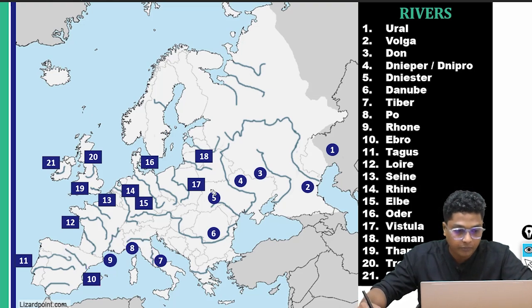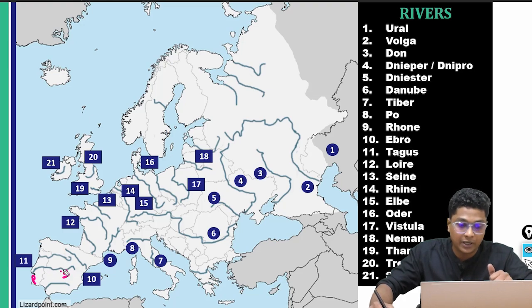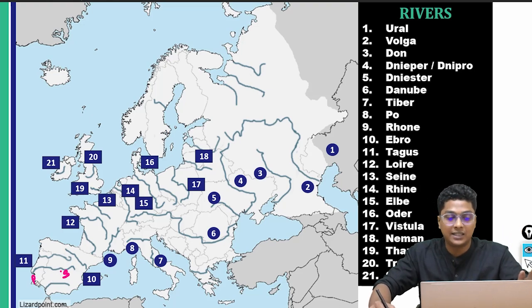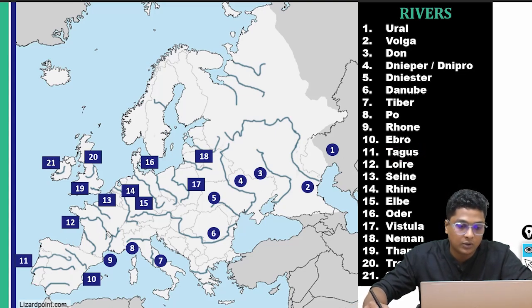Further, you can find here, this is Spain, this is Portugal. Capital of Spain is Madrid. Capital of Portugal is Lisbon. A river which is flowing through Lisbon, the capital city of Portugal, is the River Tagus. River Tagus. Further, coming toward this region, here we have France.